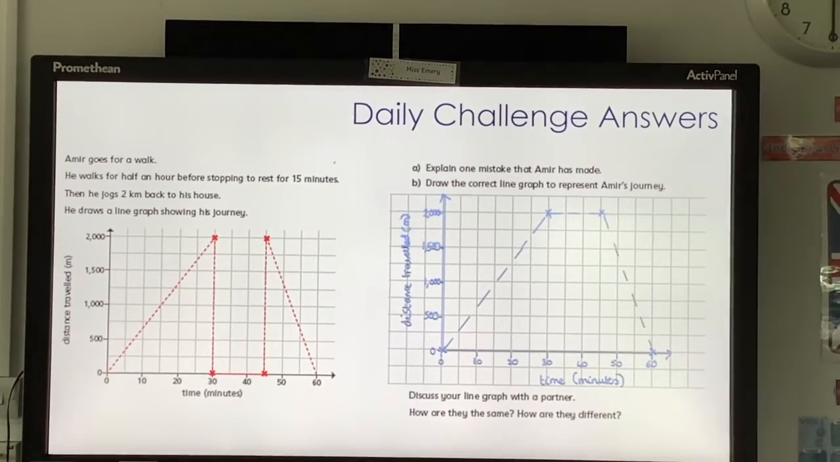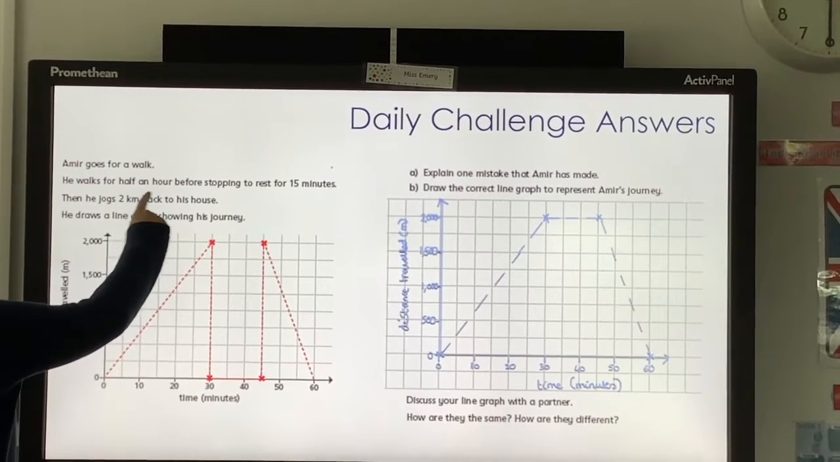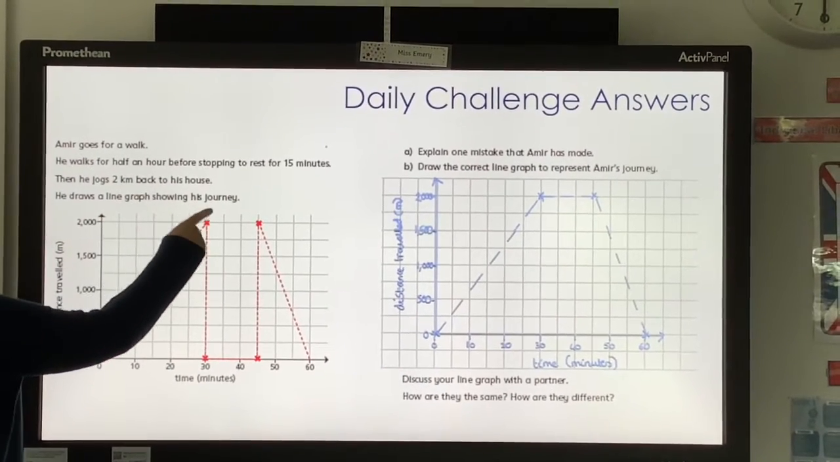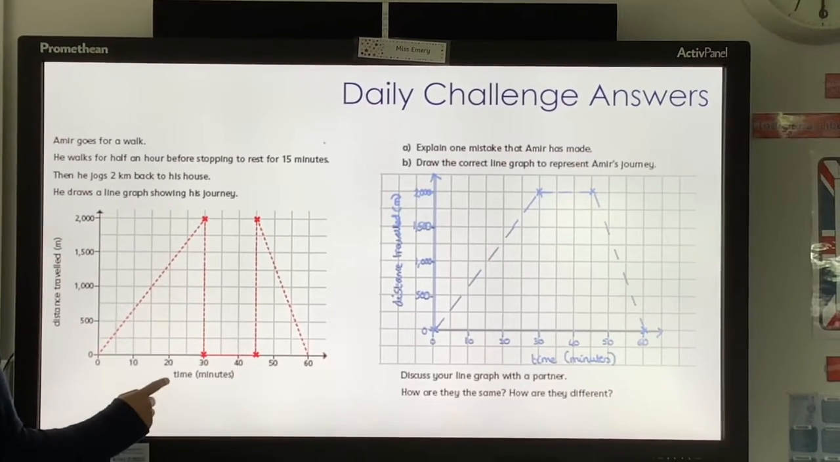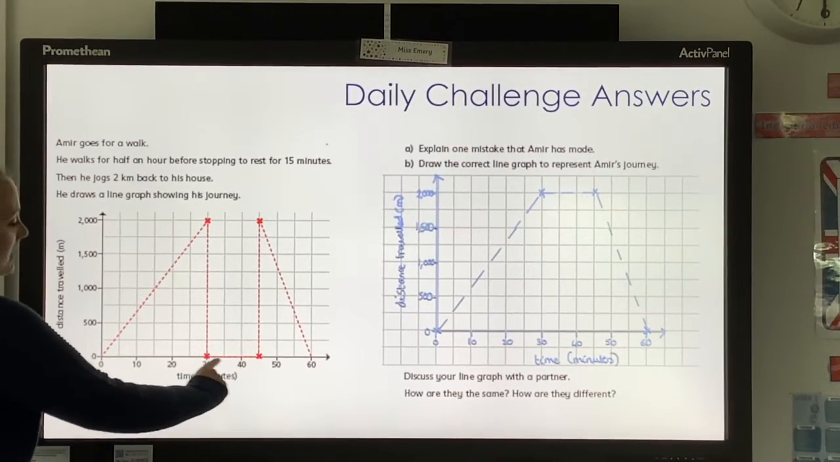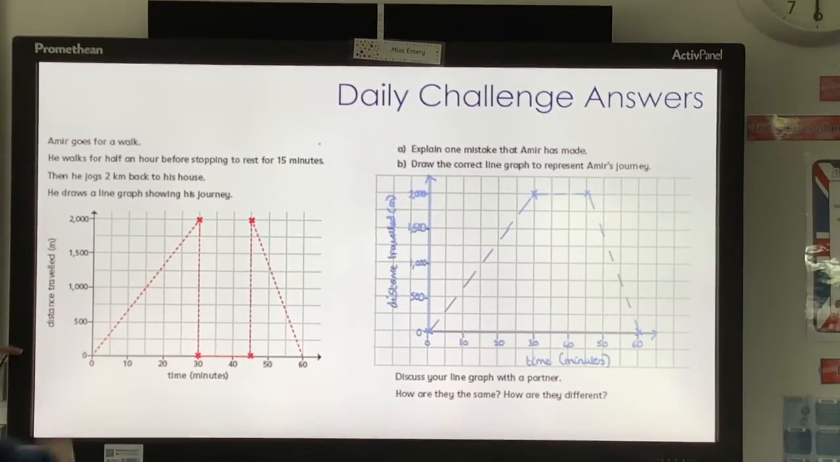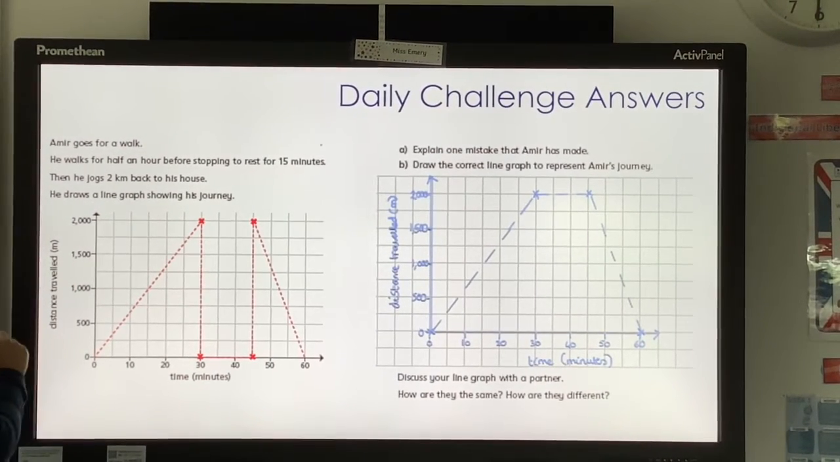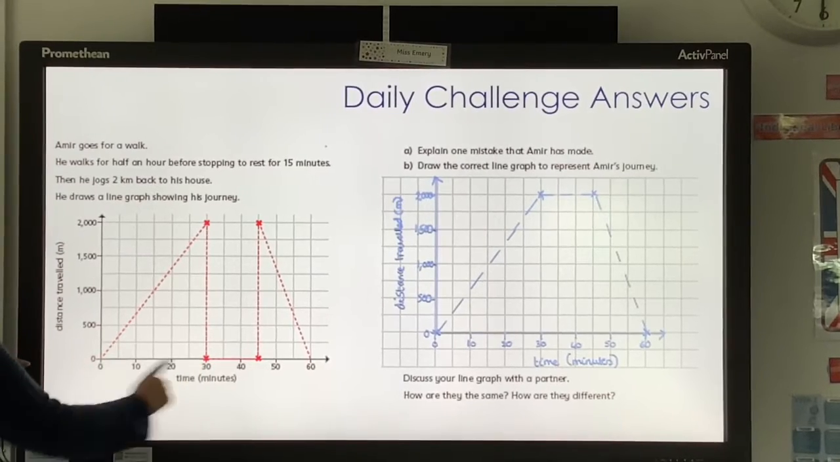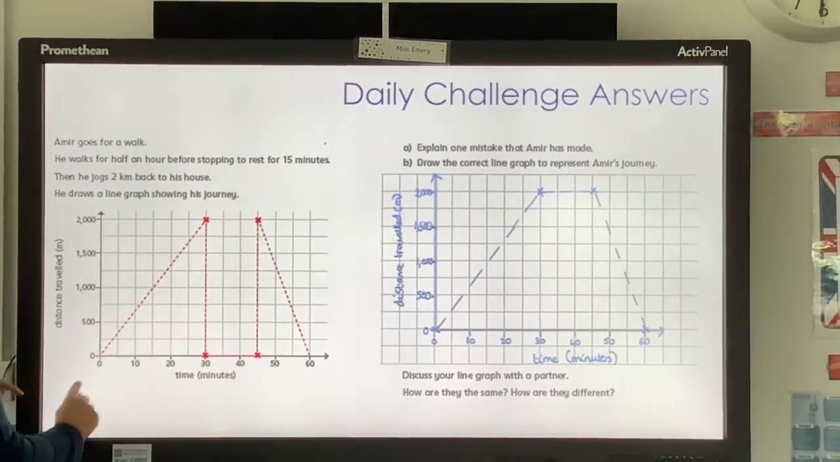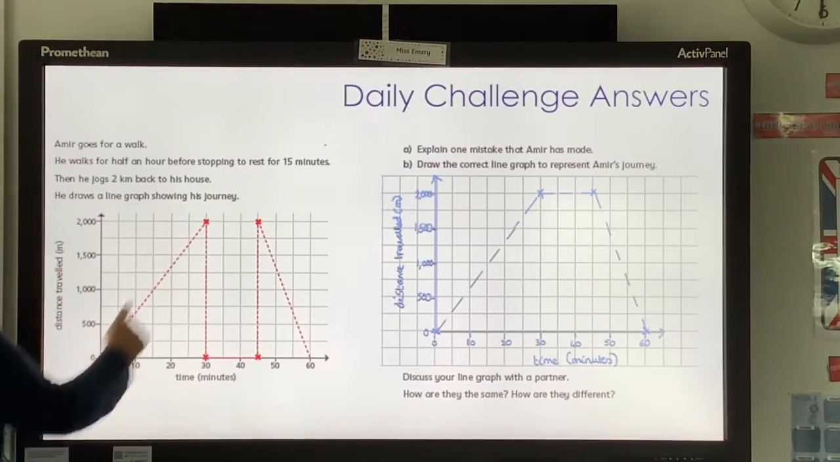Well, here it says he goes for a walk. He walks for half an hour before stopping and resting. He then jogs 2 kilometres back to his house. He rested. Now, this person's got confused. Having a flat line is correct. However, this axis here is about distance travelled. Now, if you put the point here, you're saying that he's travelled 0 metres from home. So what he's actually done on this graph is he's gone for a run.